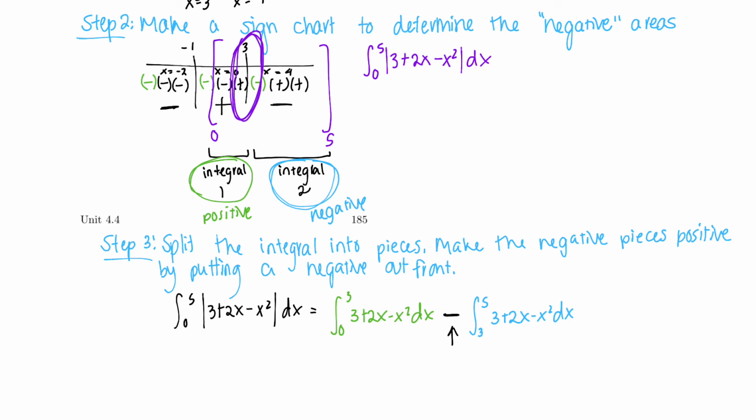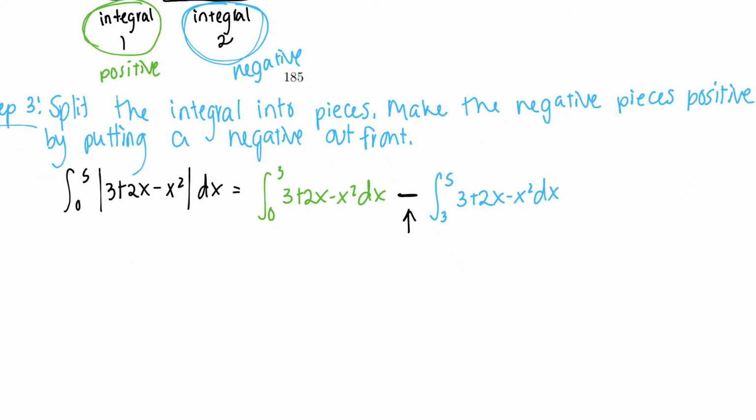And now you're able to individually do these integrals. So here we're going to have 3x plus x squared minus 1/3 x cubed from 0 to 3, minus, same thing, 3x plus x squared minus 1/3 x cubed, but from 3 to 5.